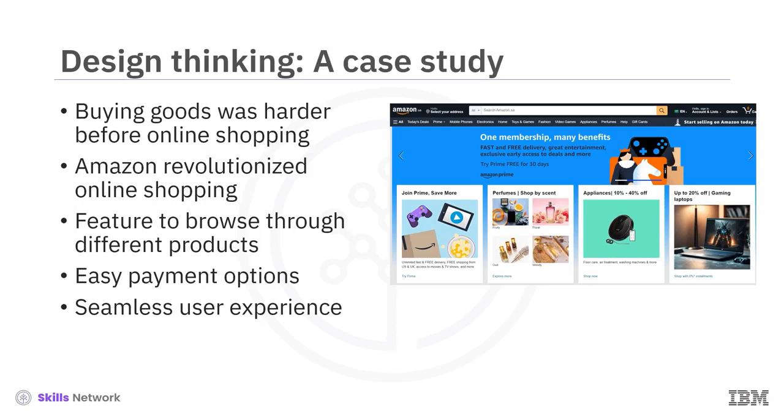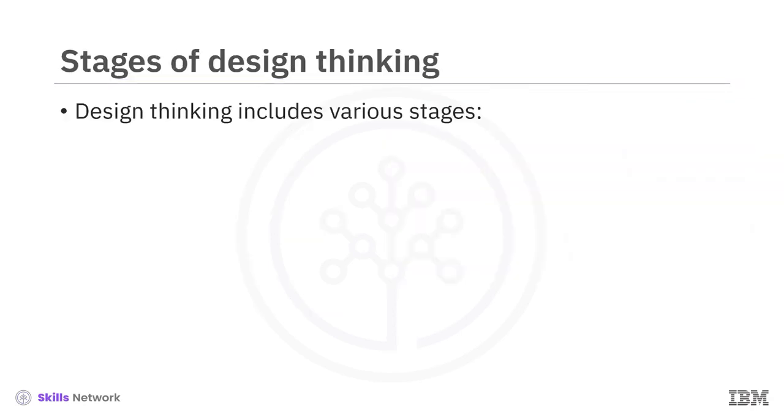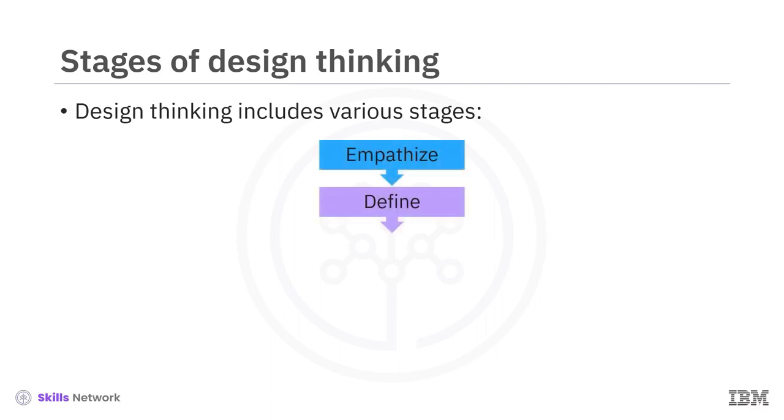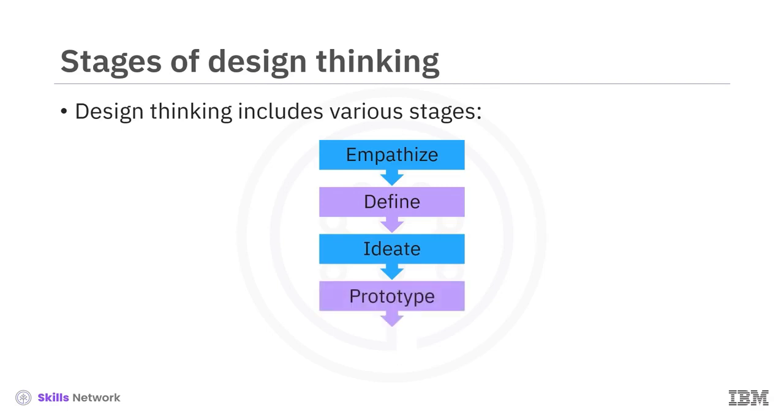Design thinking includes various stages that assist designers and teams in understanding users, defining challenges, generating ideas, creating prototypes, and testing solutions. The various stages in the design thinking process include empathize, define, ideate, prototype, and test.